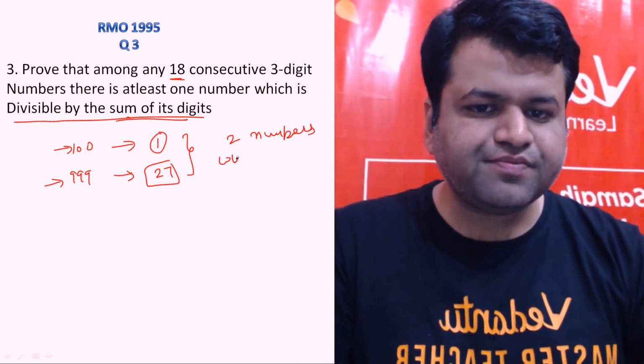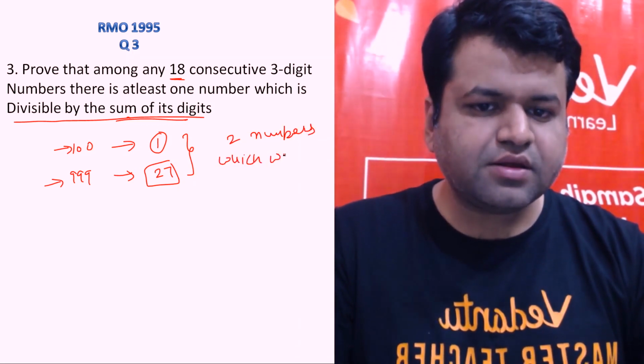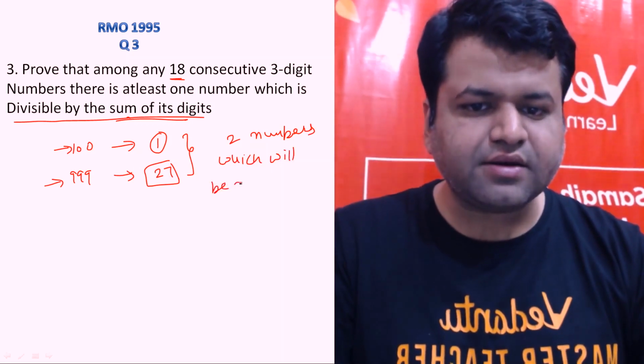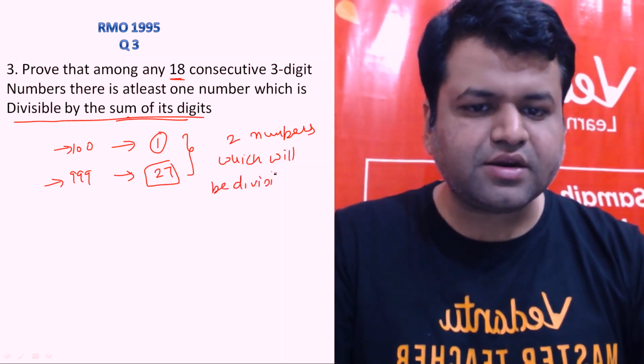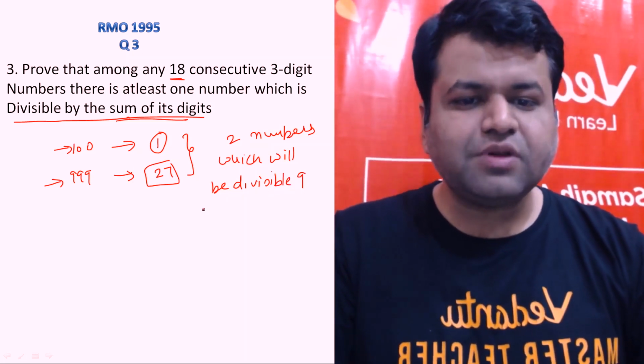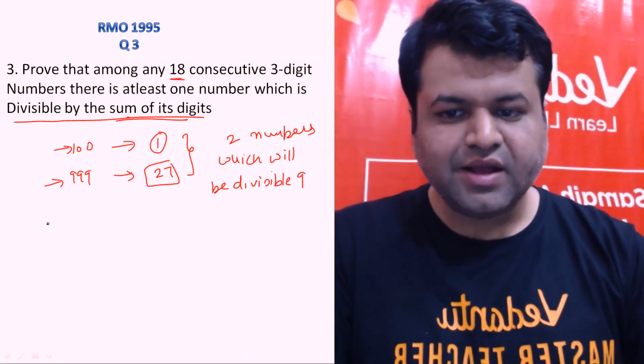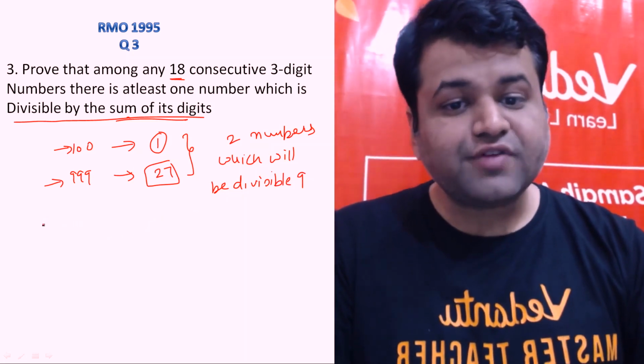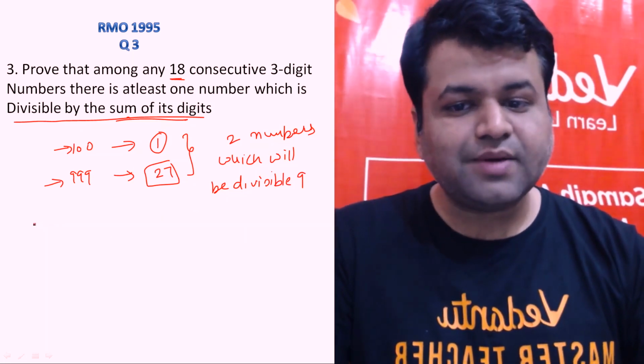which will be divisible by 9. I hope this is automatically clear, right? If you take any 18 consecutive numbers, two numbers will be divisible by 9, right? And the divisibility rule of 9 says that the sum of its digits should be divisible by 9.